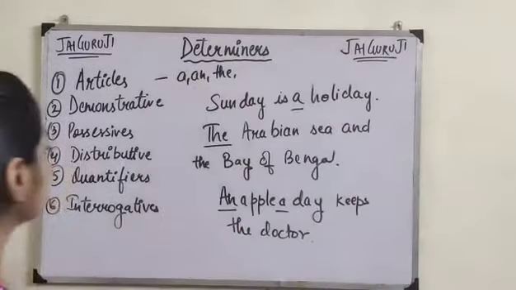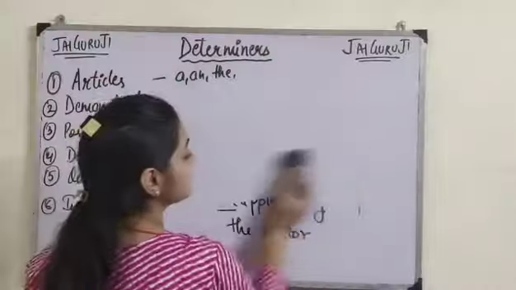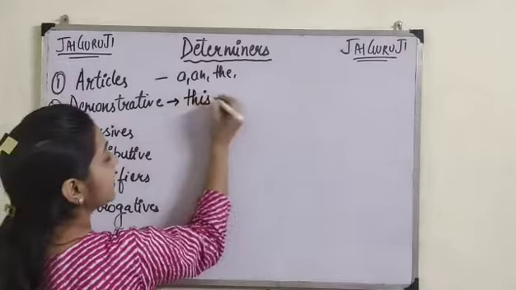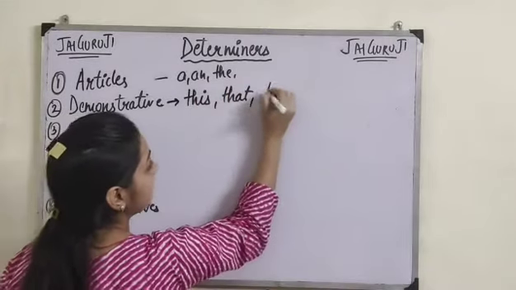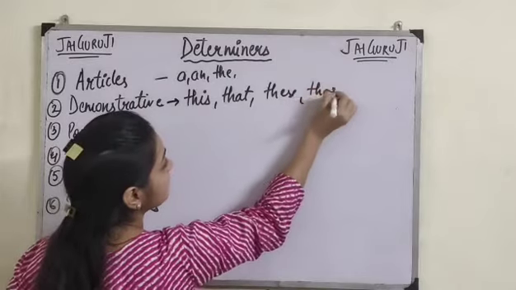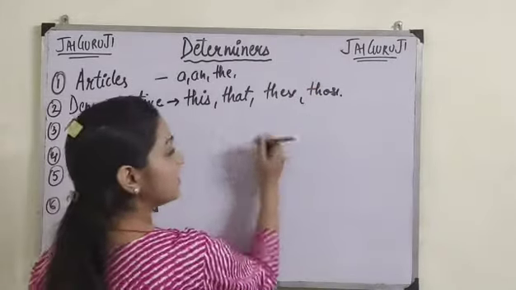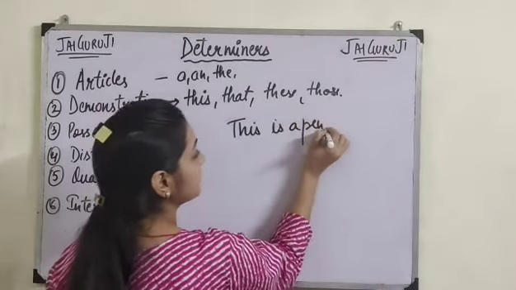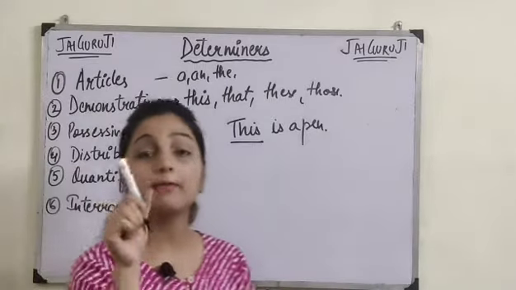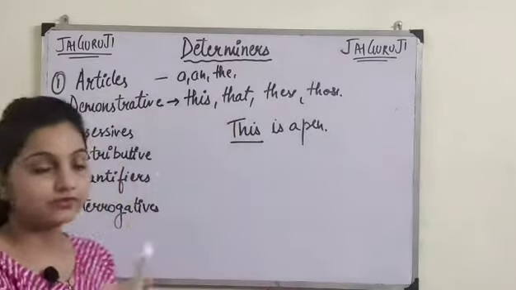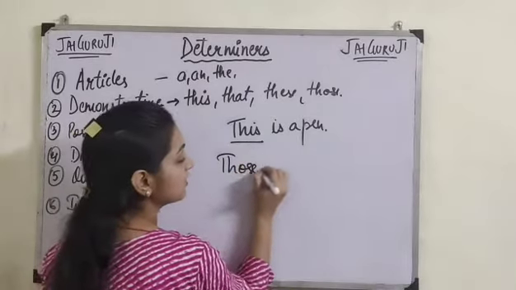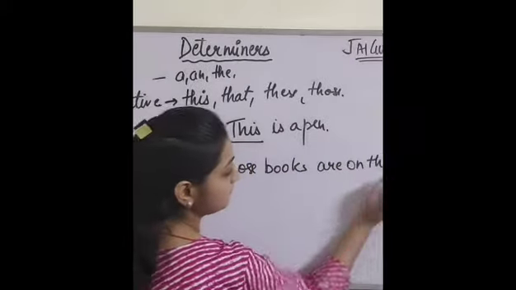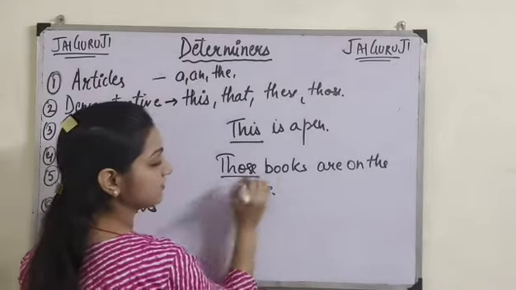And when we go to the demonstrative part, demonstrative means this, that, these, those. We are denoting something when we say this, that, these, those. Suppose I am saying this is a pen. It's a simple sentence. Everyone knows it. So here this is showing that this is a pen. Pen is a noun. It is specifying a noun. If I'll say those books are on the table, here those books.